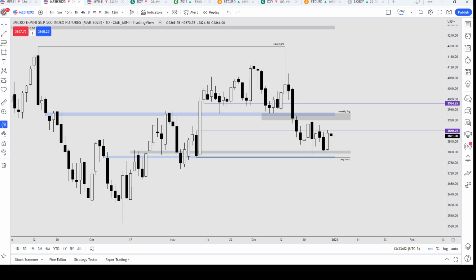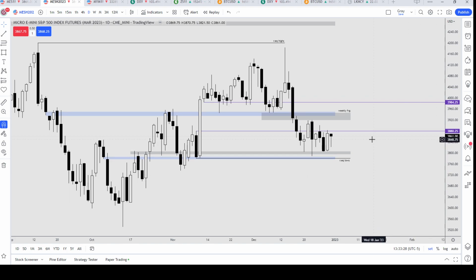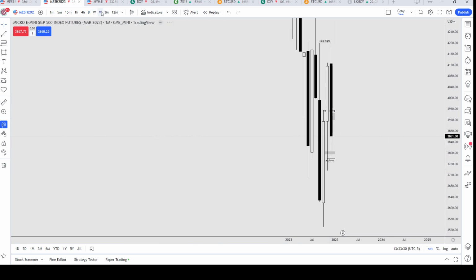Finally we have reached 2023, heading into the first week of January. Moving forward, I'll be using this chart, MES 2023. This will be the March futures contract for the S&P 500. So over here, let's start off from the monthly.